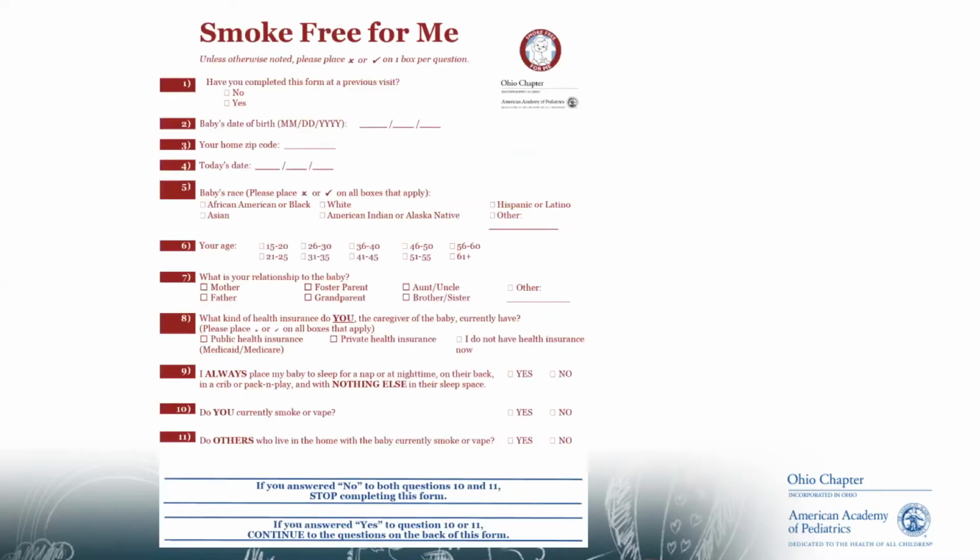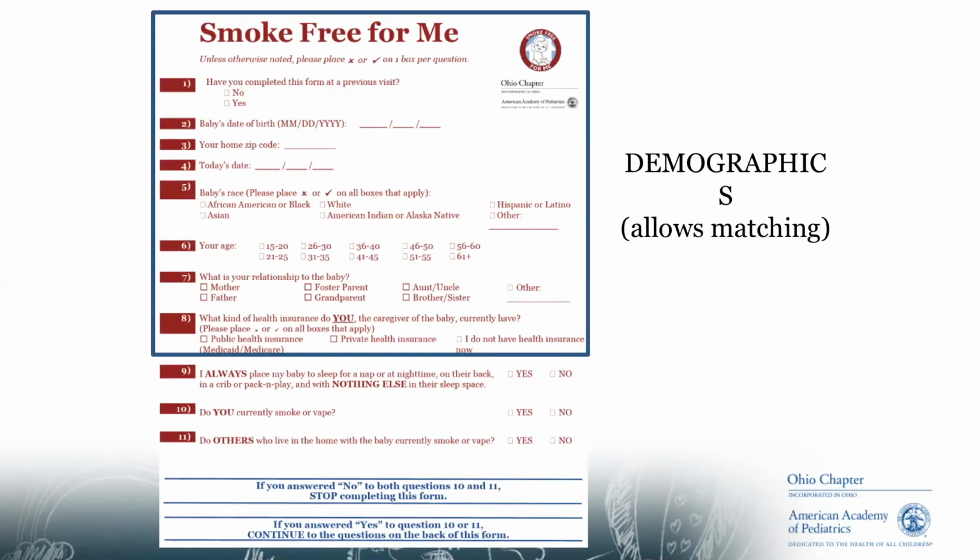So there are several things on the screening tool itself. We have the first 8 questions that look at demographics. So we are encouraging that this form goes out to every single well child visit birth through 1 year of age.